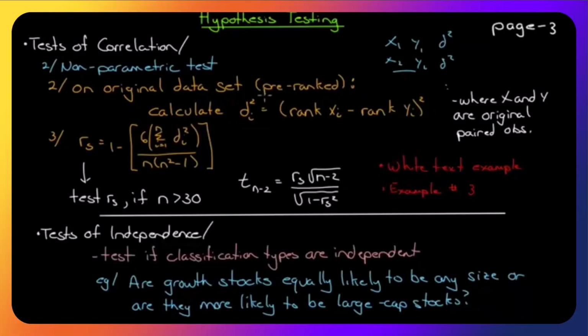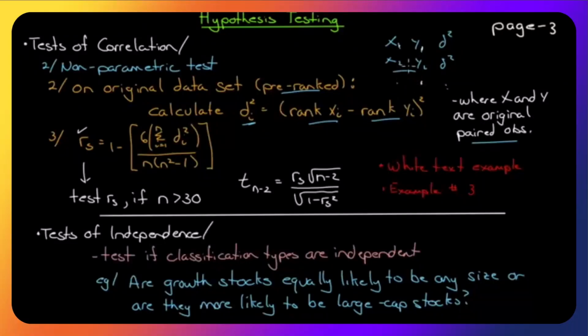So on the original data set, the pre-ranked data set, calculate d squared, which is the rank of xi minus the rank of yi, squared, where x and y are the original paired observations. Then we'll calculate the correlation coefficient, R sub s, and it is 1 minus the term in square brackets. To understand why we're doing 1 minus, let's just do a thought experiment. Let's imagine that the highest value on x is also the highest value on y, all the way down to the lowest value on x equaling the lowest value on y.